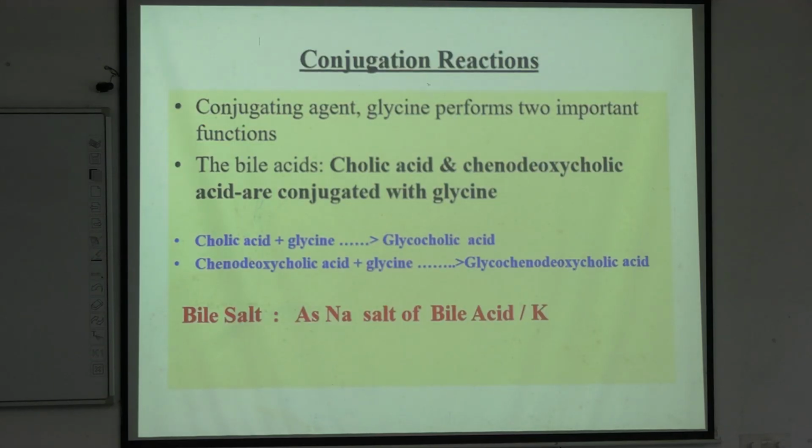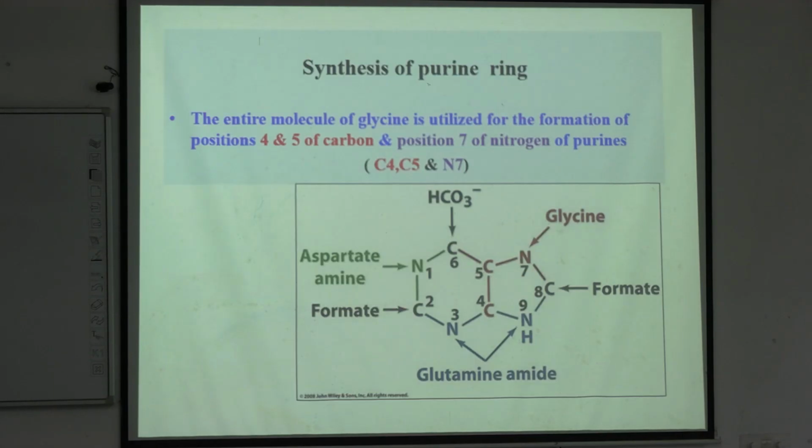Second, this one you will note down. You see, synthesis of purine ring. The purine ring, as I told you here, has a carbon ring at positions 4 and 5, and the 7 position is nitrogen.